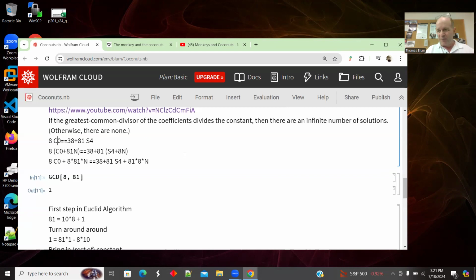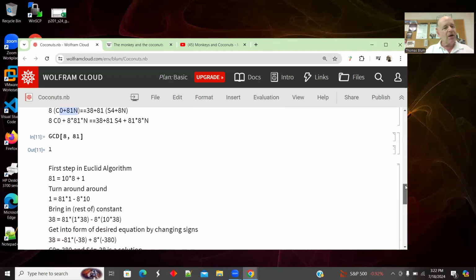And if I expand that out, then I have 8C0 plus 8 times 81n equals 38 plus 81S4 plus 81 times 8 times n. And I have 8 times 81 times n on both sides. So then that, of course, cancels, and so that is the same equation. You're led back to the same equation. So you have this way, and n is any integer, because we are interested in these integer solutions. So if I find a solution, I can find other solutions. Okay.